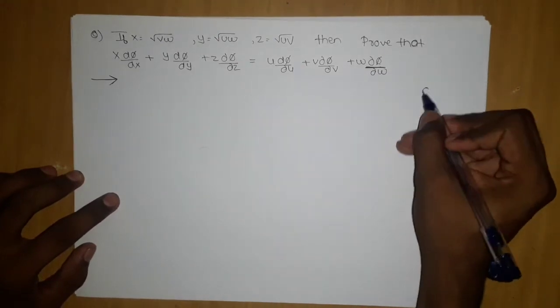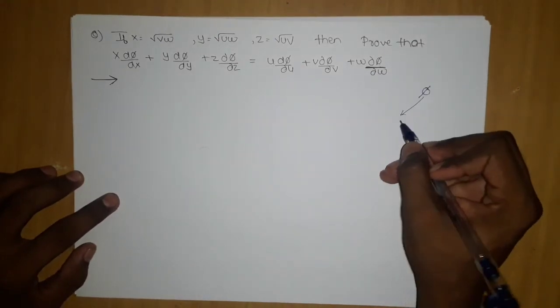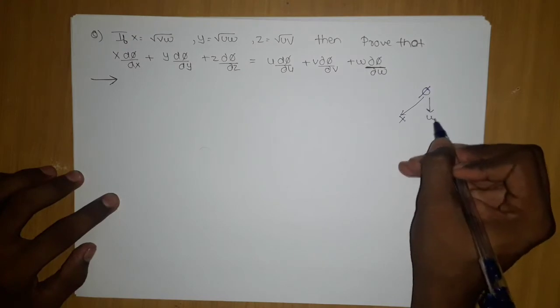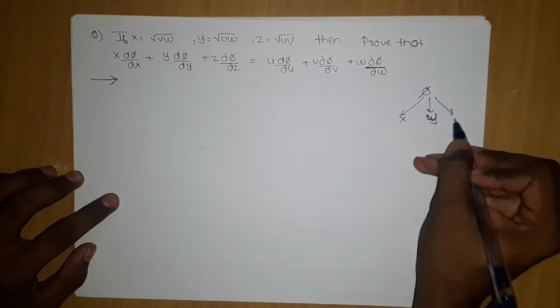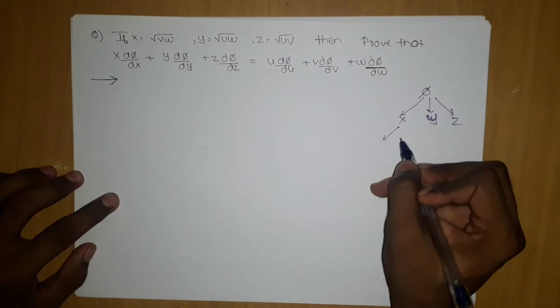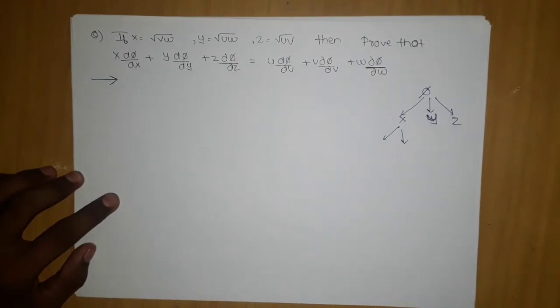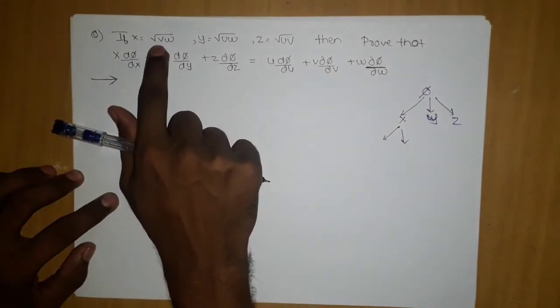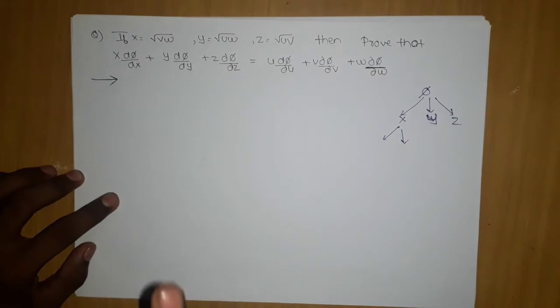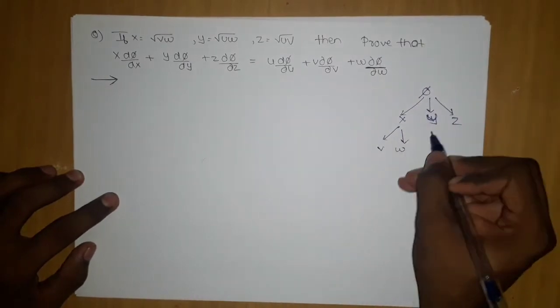So let me draw the chart. Phi breaks up into x, y, z, which further breaks up. Now the problem here is, many children in the previous problem had got an idea that it will be a function of u, v, w, but if you observe carefully, it is a function of v, w only. There is no u, so be careful with that.